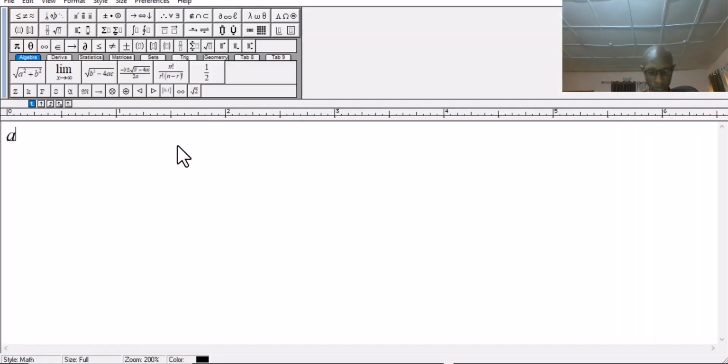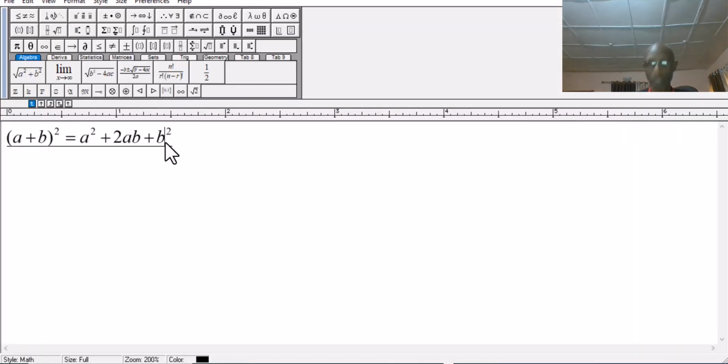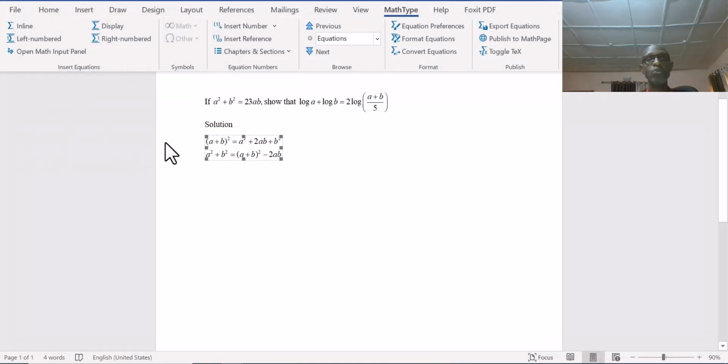Now I need to make you realize certain things before we start so that it doesn't look like magic. (a plus b) all squared, if we expand this, will give us a squared plus 2ab plus b squared. But what we are given in the question is a squared plus b squared. So a squared plus b squared, with the formula, is (a plus b) all squared minus 2ab.